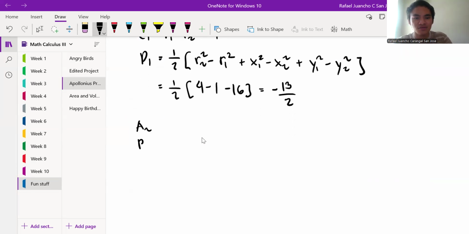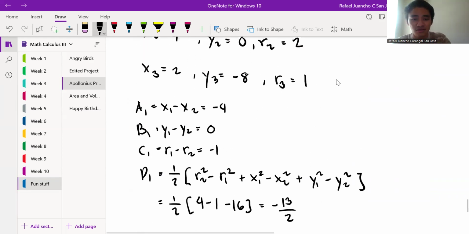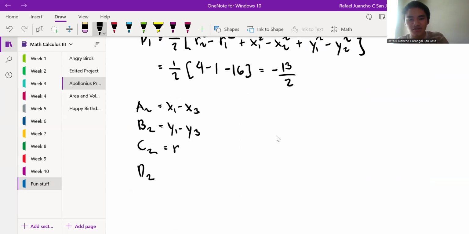So A2, B2, C2, D2. What's this again? Crap, I have it in my screenshot. X1 minus X3. Oh, so this one's basically everything from 2 that became 3. Then what was it? R1 minus R2. So this one's R1 minus R3 in this case. Yeah, and then I have my D2, which is basically all of these, but replace it with R sub 3.